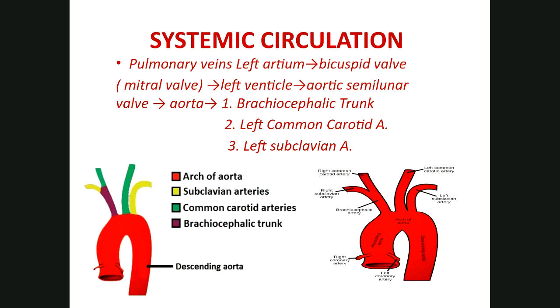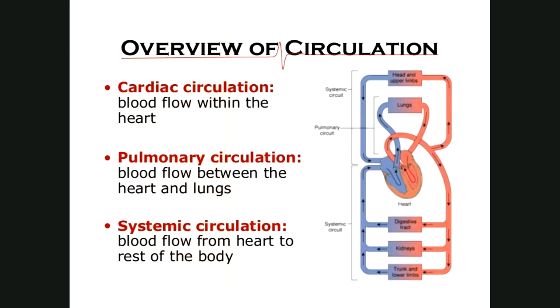So let's talk about the systemic circulation. So this is the ascending aorta, right? This blood is coming from the left ventricle via the aortic semilunar valve. The first 2 vessels that come off this ascending aorta are the right and the left coronary arteries, going into the coronary circulation, which is a separate little circulation that exists around the heart.